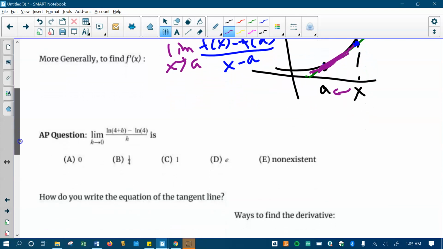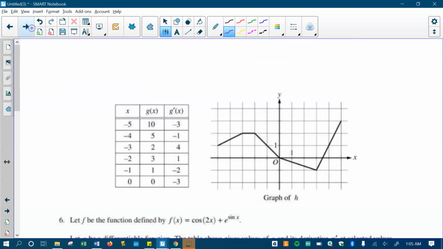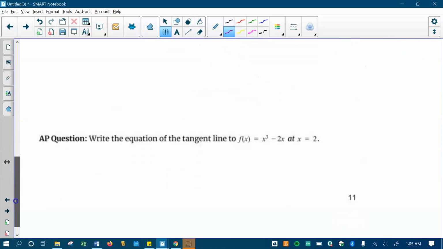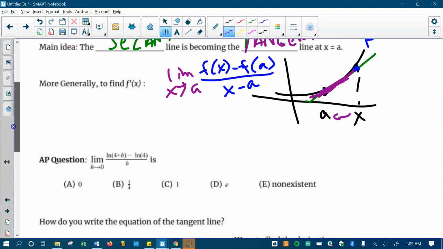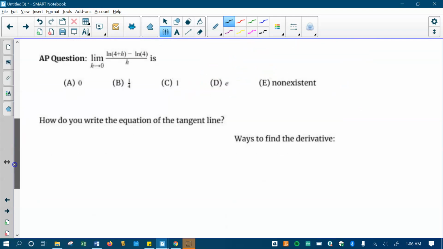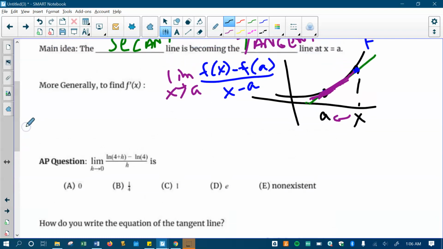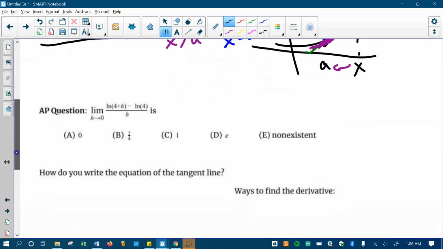a. More generally, to find f prime of x, we can use things like product rule, quotient rule, chain rule. I'm trying to remember if these go over it in the next part. Yeah, more generally, find f prime of x. The limit problems are very specific. I'll show you how to do the AP question in just a minute. To find f prime of x, though, you could also do some other ones. Nope, never mind, that's over there. We'll skip this part and come back to it in a second.